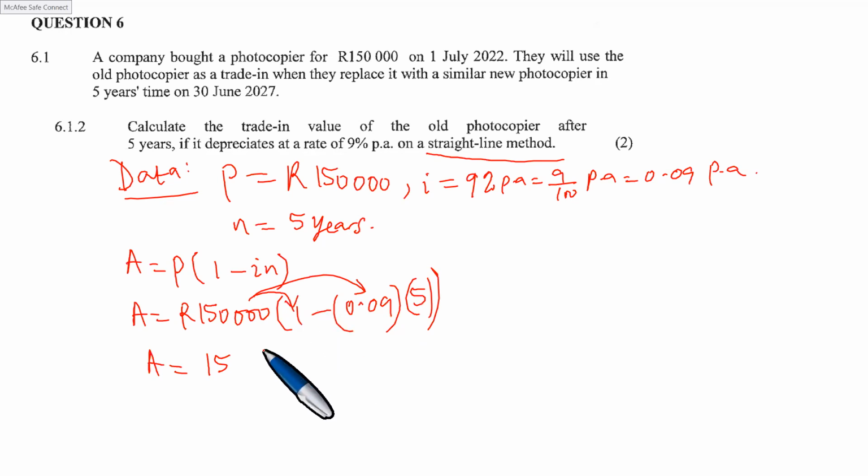So at this point, it means, therefore, you have 150,000. You multiply this with that, which is that. So which means that it is 82,500.